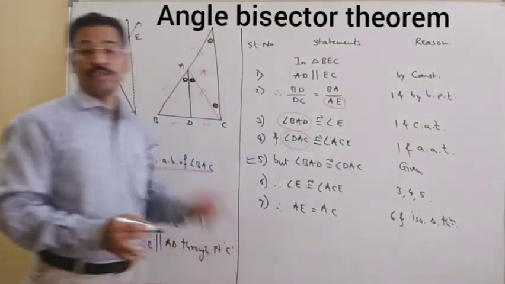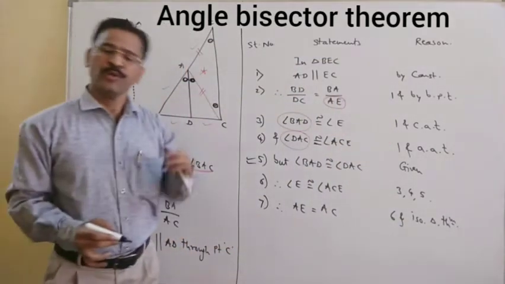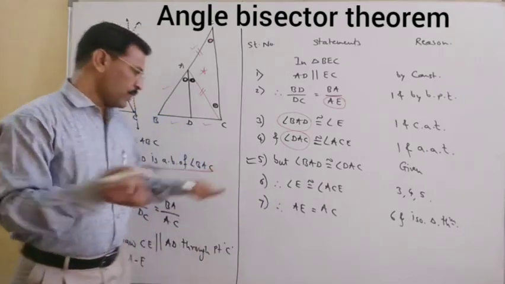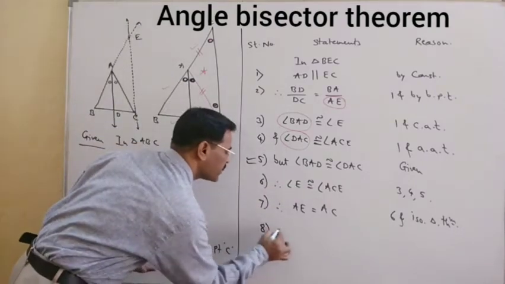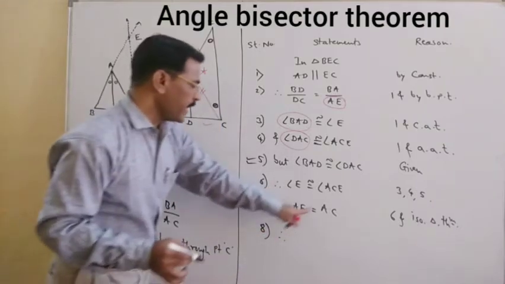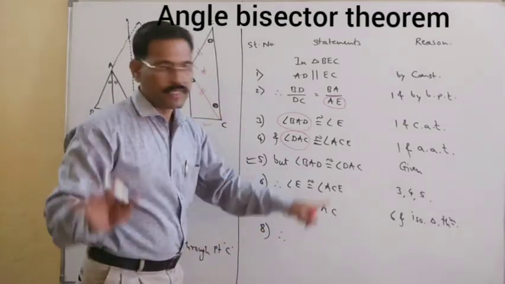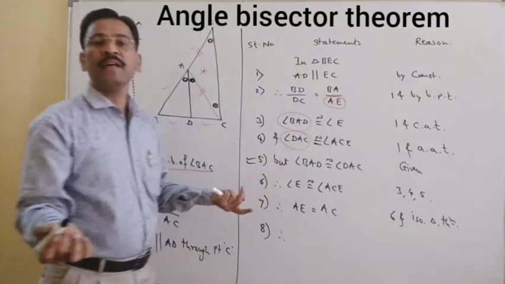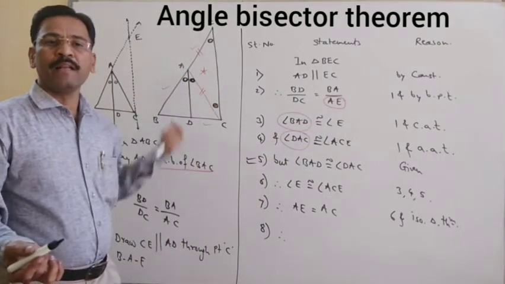Remember this one. This is one of the very important properties. So many times we are going to apply this property. Okay? Now the last step. Just listen very carefully. AE equal to AC. Both these become same. Now replace this AE by AC. That will be the proof of this angle bisector property.